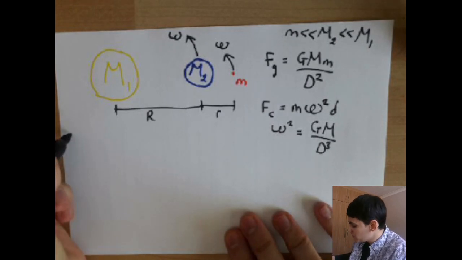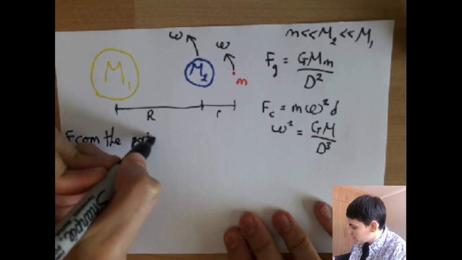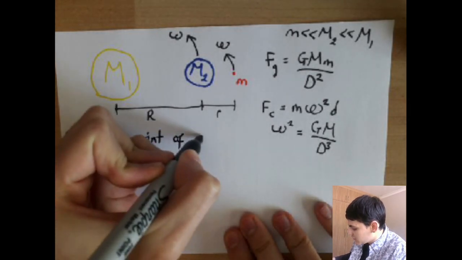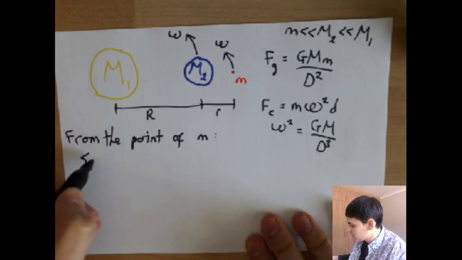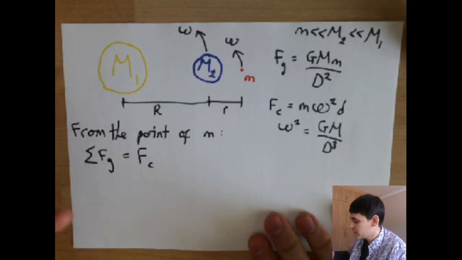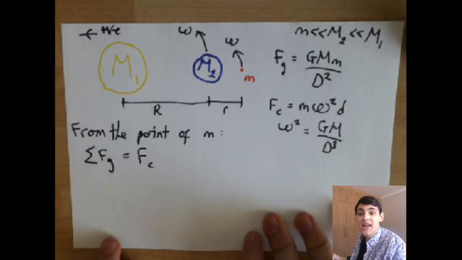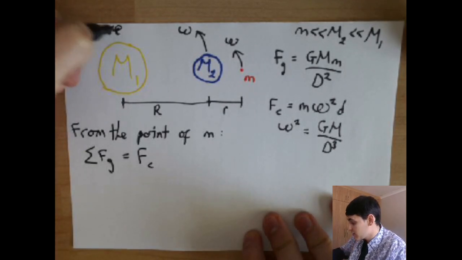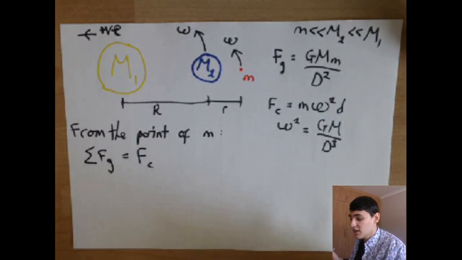So from the point of view of little m, we want the sum of the forces due to gravity equal to the circular force, right? And I'm going to designate going left as positive. This is just so that when we're working out the forces due to gravity, it's easier to work out and you don't have to worry about weird negatives coming and going and stuff like that. So what have we got?